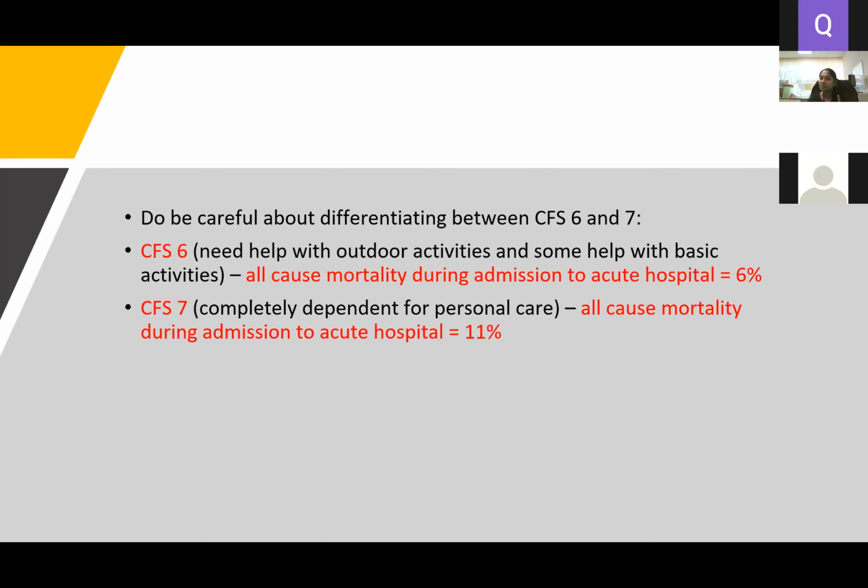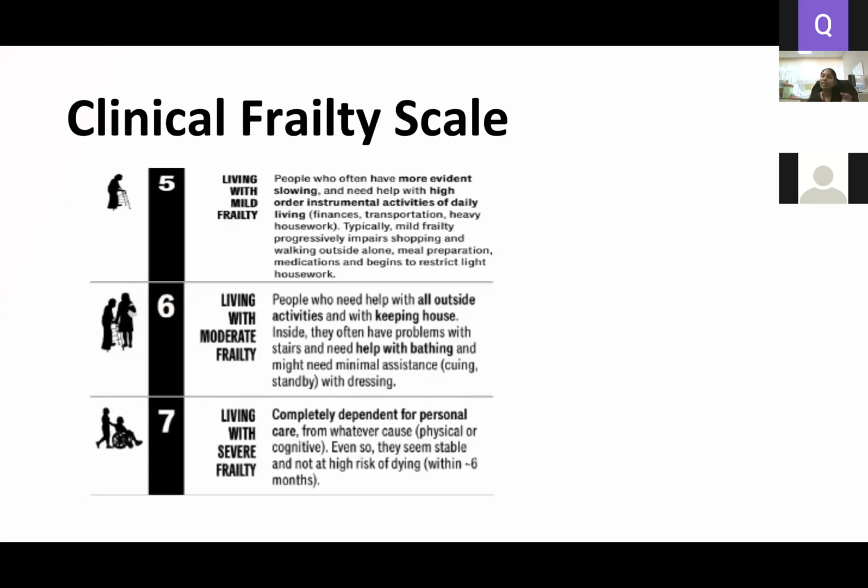Why is it important to differentiate between CFS 6 and CFS 7? It is because of the all-cause mortality during admission. These numbers are for non-COVID. For CFS 6, all-cause mortality during admission is about 6%. But for CFS 7, this almost doubles to 11%. So we have to make sure that we are differentiating 6 and 7. Let me repeat. 6 is those who need minimal assistance within the home, but for all outside activities they need help. Number 7, within the home they need assistance. They are completely dependent on another person.